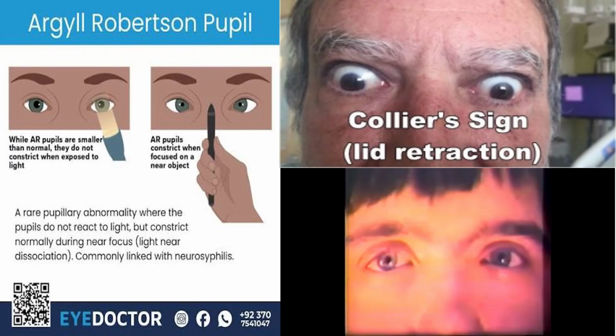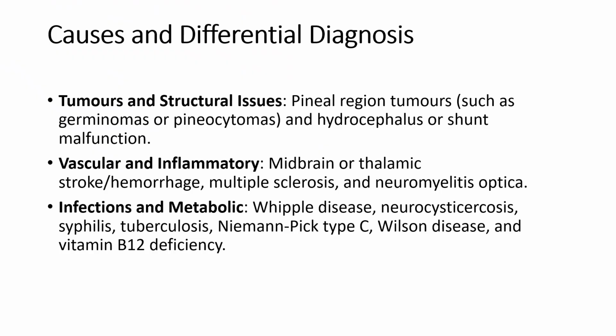Causes and differential diagnosis. Tumors and structural issues like pineal gland tumors such as germinomas and pineocytomas, and hydrocephalus or a shunt malfunction. Vascular and inflammatory causes like midbrain or thalamic stroke, hemorrhage, multiple sclerosis, neuromyelitis optica. Infections and metabolic causes like Whipple's disease, neurocysticercosis, syphilis, tuberculosis, Niemann-Pick type C, Wilson's disease, and B12 deficiency.